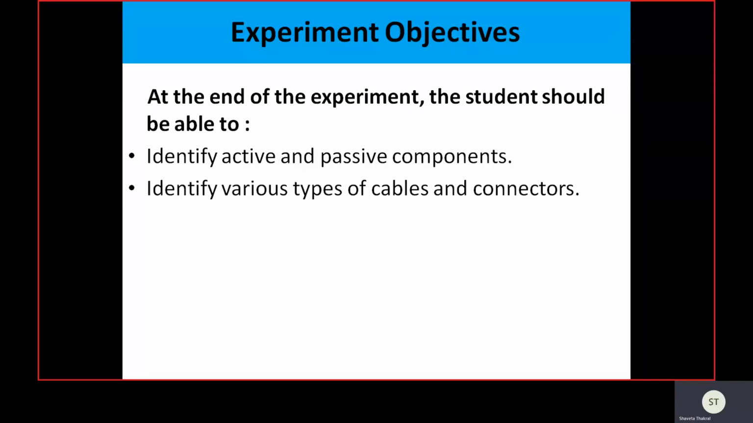The objectives of this experiment are, at the end of the experiment, the student should be able to identify active and passive components and the identification of various types of cables and connectors.